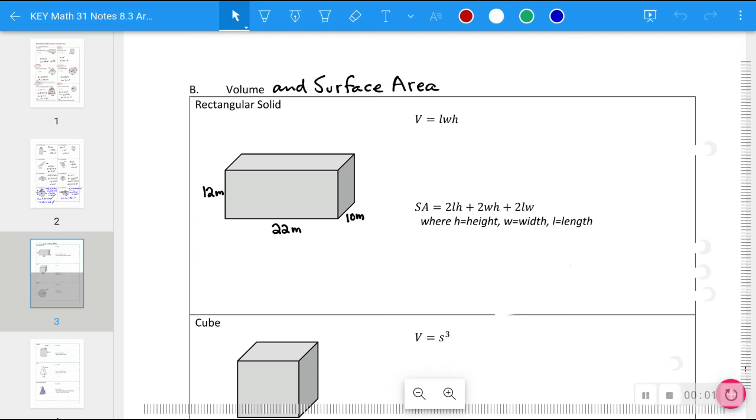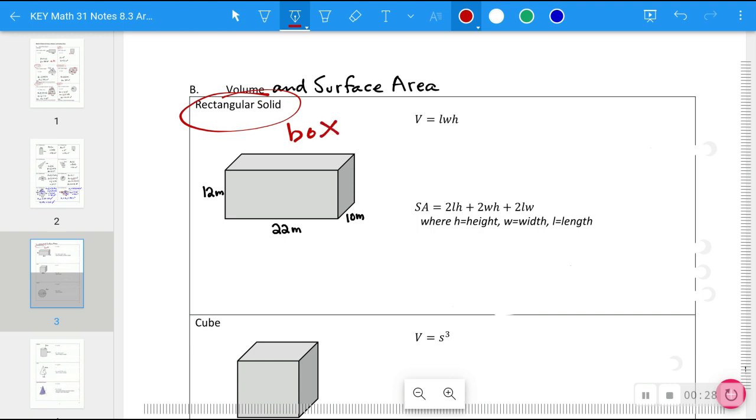Okay, this is the second of two videos in Math 31, section 8.3, and the subject here is area, volume, and surface area. And we've done two-dimensional objects in the previous video, and now we're switching to three-dimensional objects. The first of these objects is a rectangular solid, otherwise known as a box.